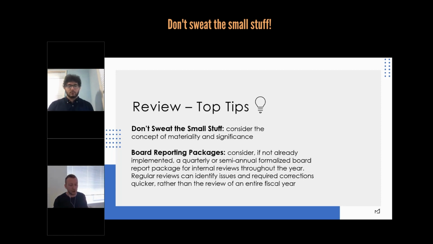And board reporting packages. So again, what we're doing through the audit process is we're looking at a year's worth of financial transactions, a year's worth of data, okay? And when we come to the audit process, of course, we're going to be looking over that full year of data. But I would recommend implementing, if you've not already done, maybe a quarterly or a semi-annual formalized board report package for internal use. What that allows you to do is break up your deep diving in your financial data into, if you're doing it quarterly, 4 times a year, which makes things so much more palatable when it comes to getting to the year-end process. If you've already looked through your financial data in stages throughout the year, it's so much easier than going through one whole year's worth of data.